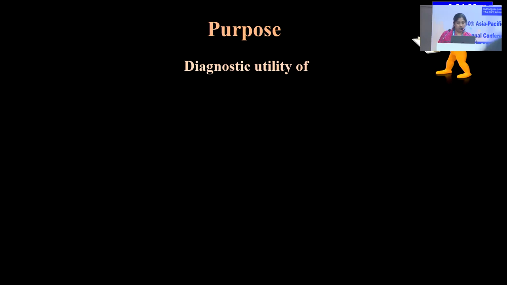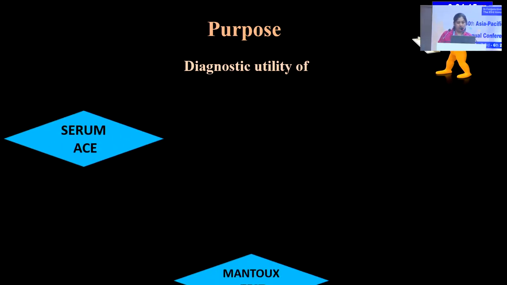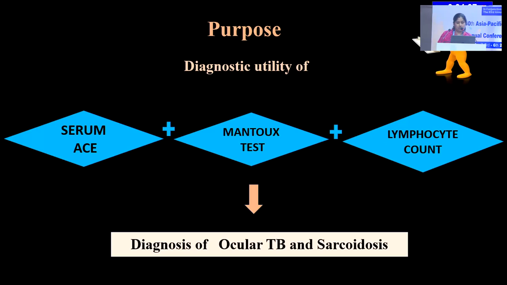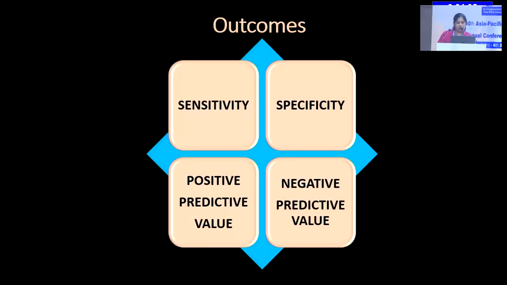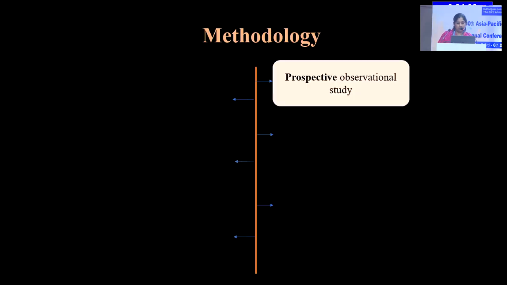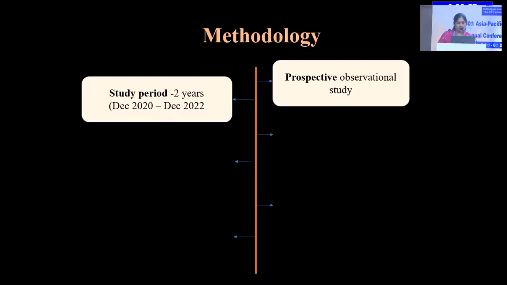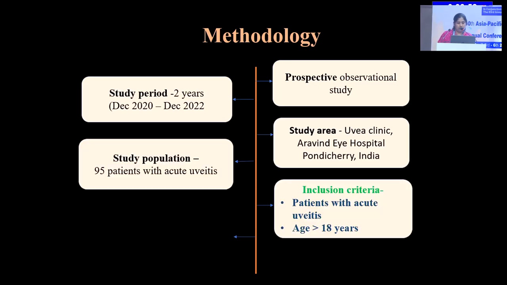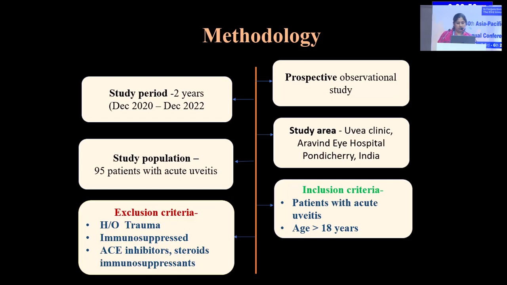The purpose of the study was to evaluate the diagnostic utility of serum ACE, Mantoux test, and lymphocyte count, both in isolation and in combination, in the diagnosis of ocular tuberculosis and sarcoidosis. The outcomes were sensitivity, specificity, positive and negative predictive value. This was a prospective observational study conducted over 2 years in the uvea clinic of Aravind Hospital, Pondicherry.